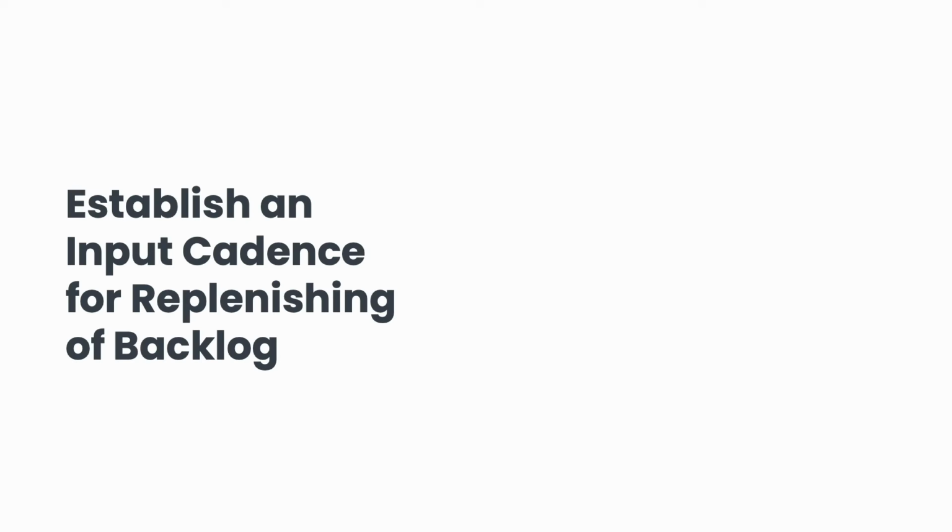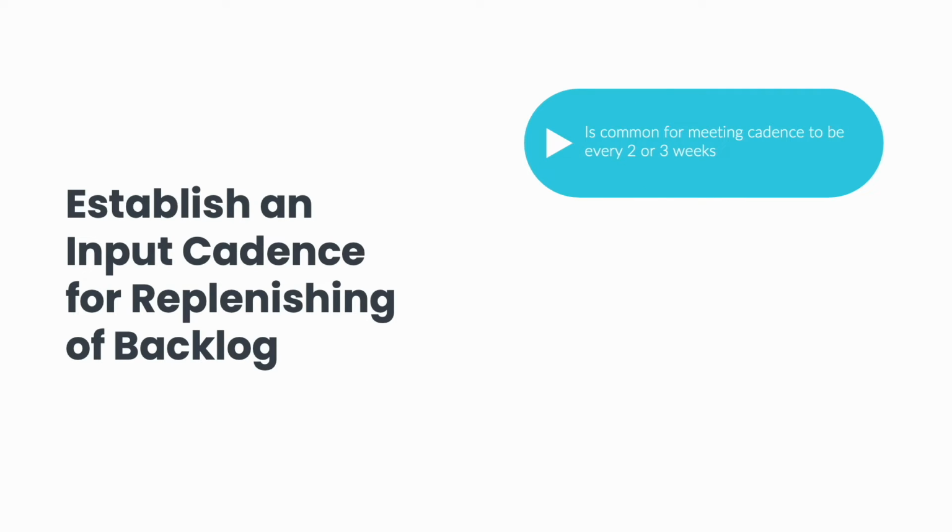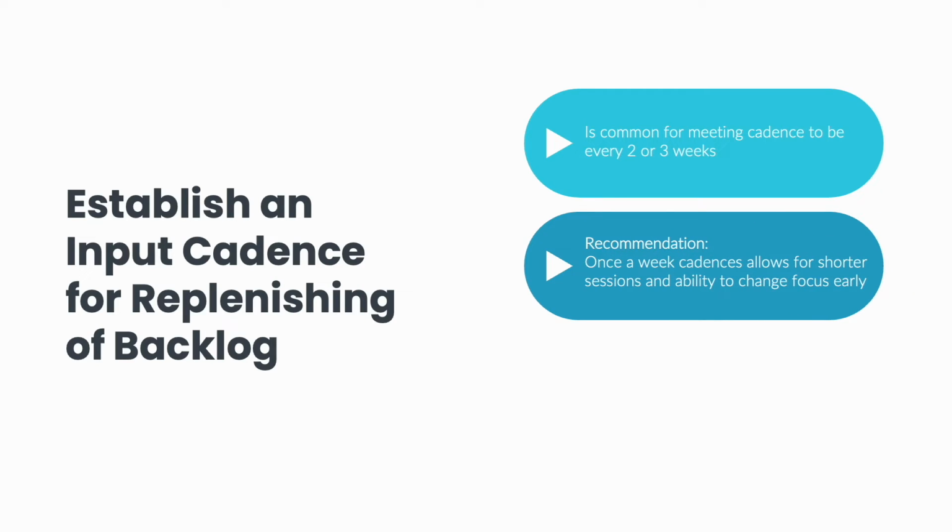Some teams choose to have a meeting cadence every 2 or 3 weeks. However, I found more frequent sessions allows the input queue to be smaller, which results in shorter, more efficient meetings. My recommendation is to start with a week.